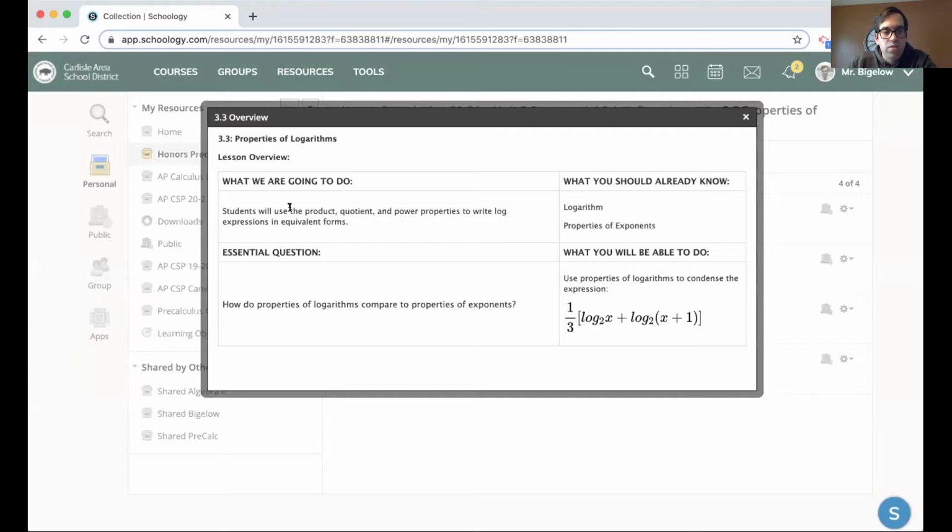We are going to use product, quotient, and power properties to write log expressions in equivalent forms. And you should already know what a logarithm is, and you should already know the properties of exponents. That just means some of the different ways that you can manipulate numbers with exponents and still stay equivalent. By the end of the lesson, you'll be able to do something called condensing a logarithmic expression to make this on your screen appear as just one logarithm instead of two. All right, so I'll pause this and we'll head over to the notes.